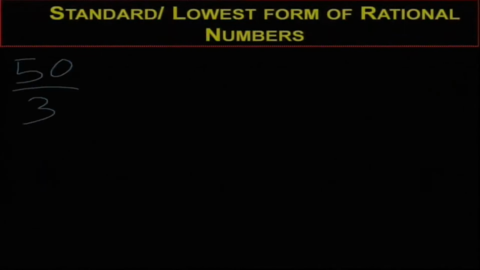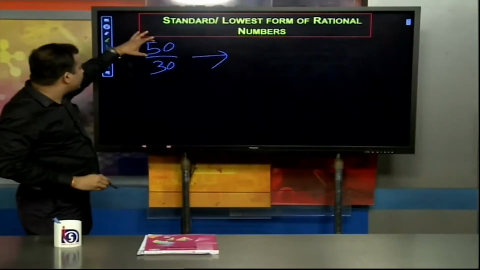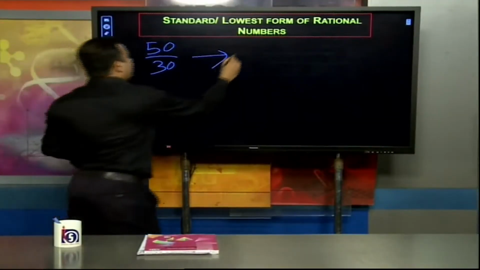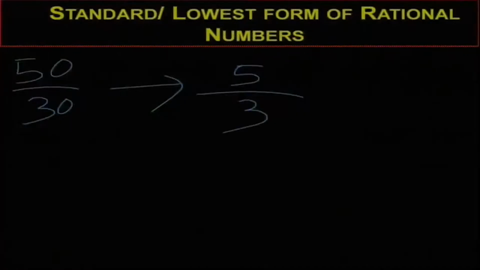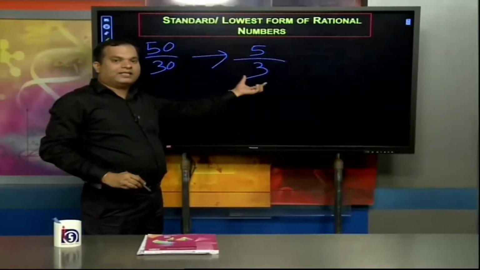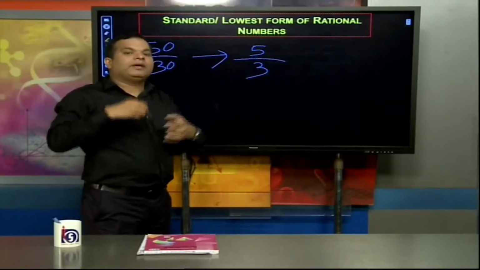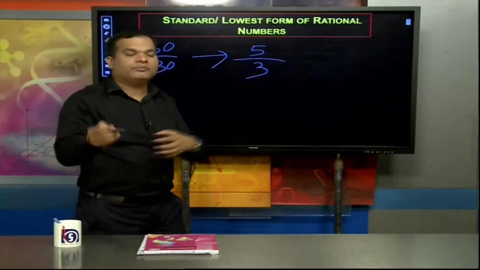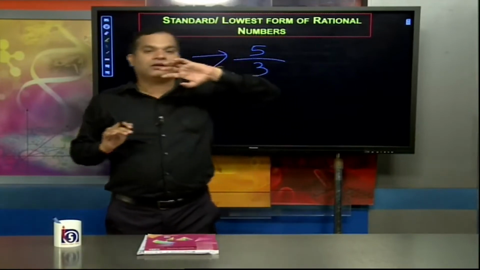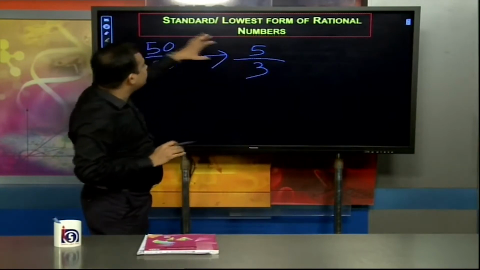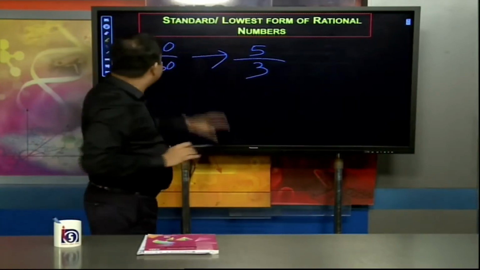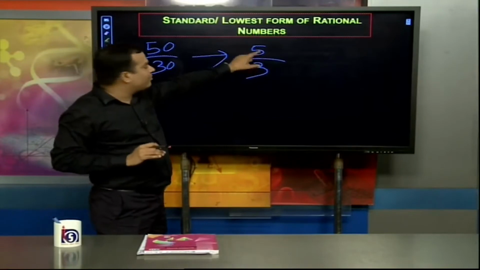50 by 30. If you divide by the common quantity, suppose 10, 50 by 10 you will get 5, 30 by 10 you will get 3. So 50 by 30 is equal to 5 by 3, the value is the same. If the largest common quantity divides both the numerator and denominator, then you will find the lowest form. So the standard form of 50 by 30 is 5 by 3.